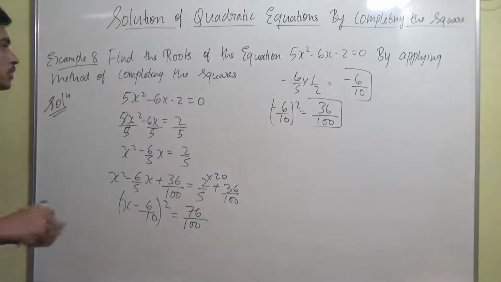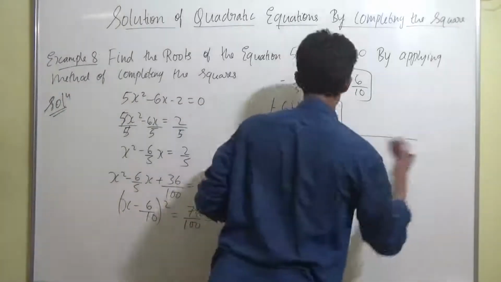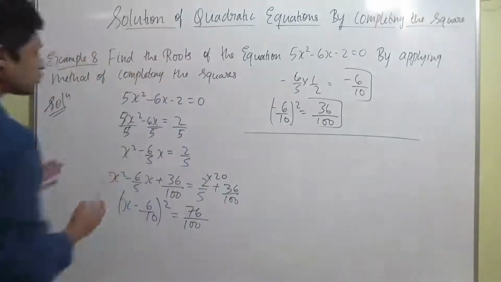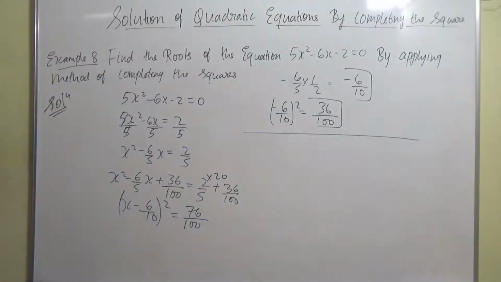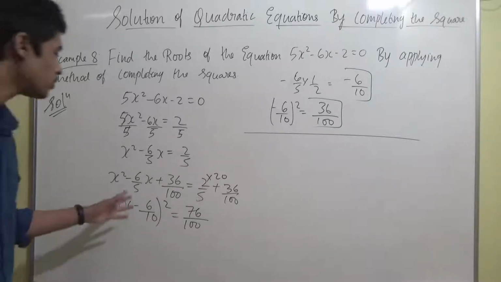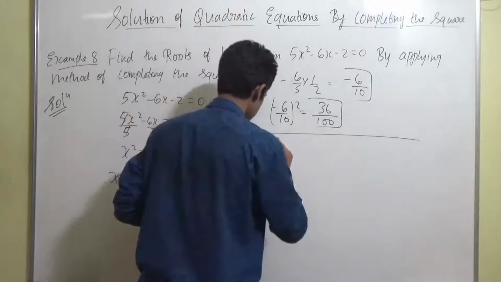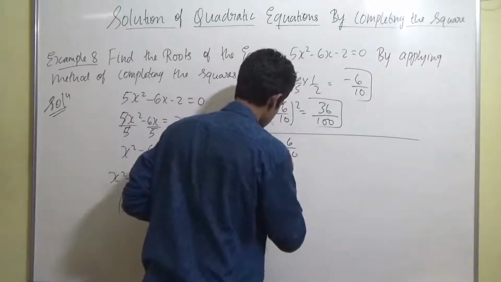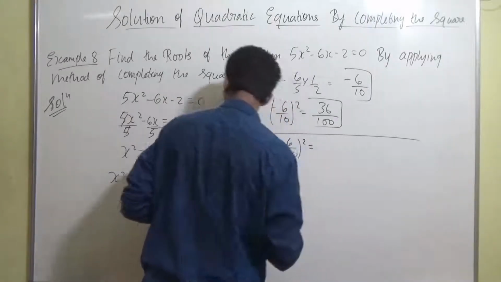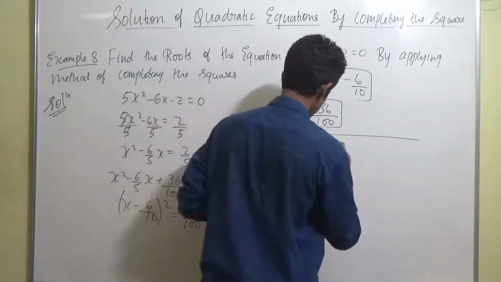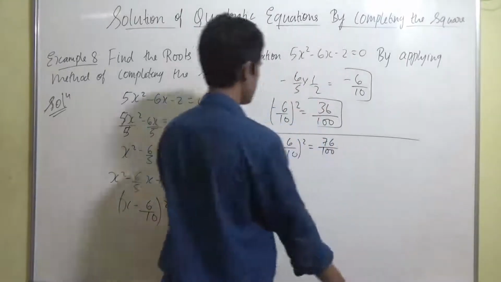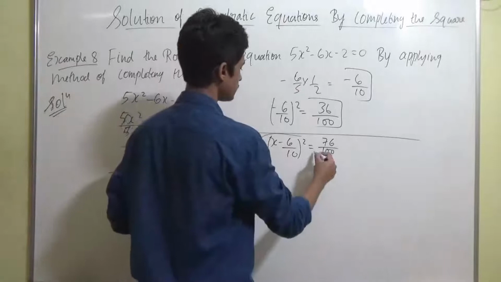Now what you have to do? Now we have to take root in both the sides. Just a minute, guys. Okay. Take root both the sides. That time it will become, I'll write it here once again, the same equation: x minus 6 by 10 the whole square equal to 76 by 100. Now we'll take root both the sides.